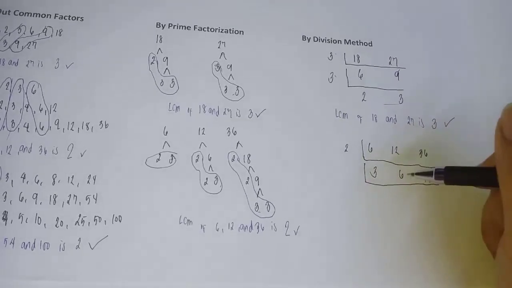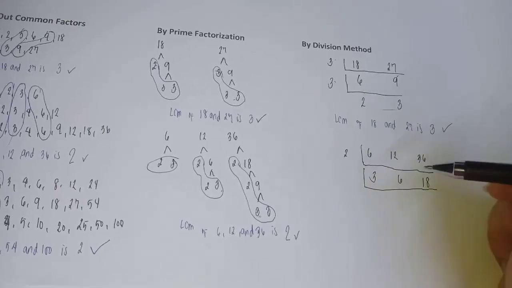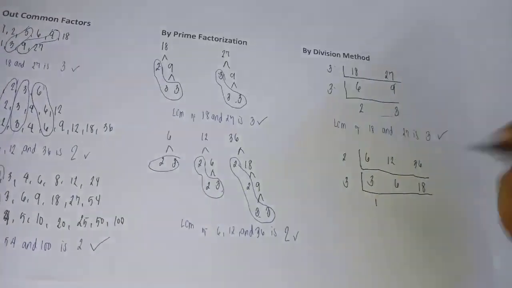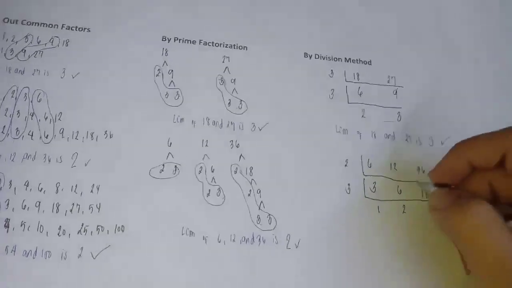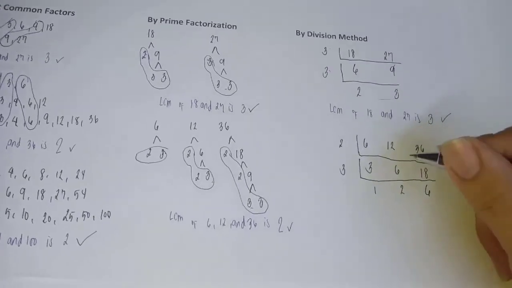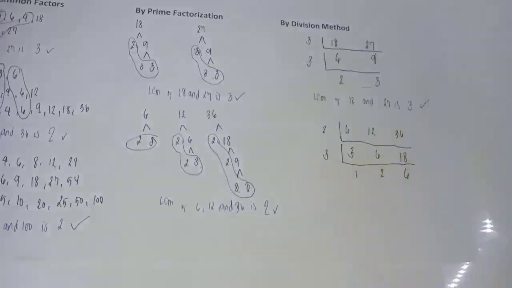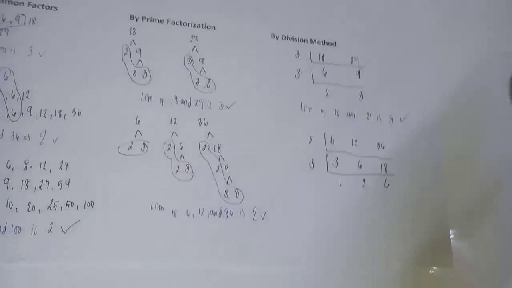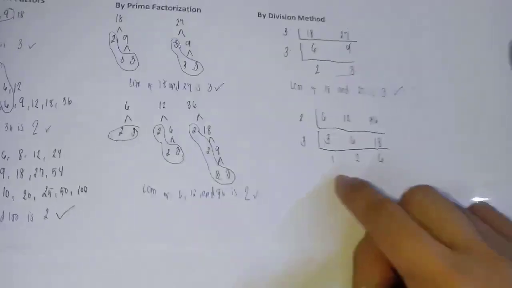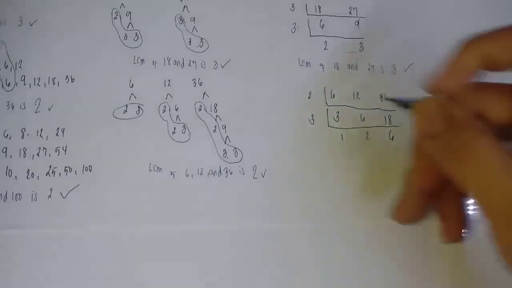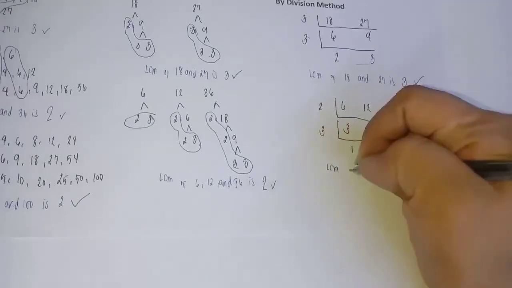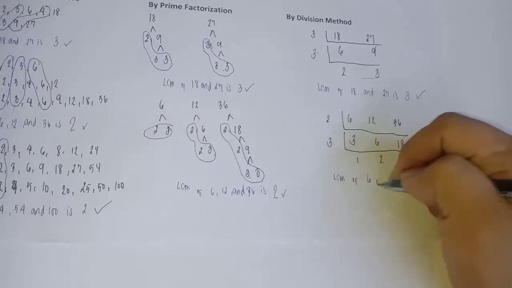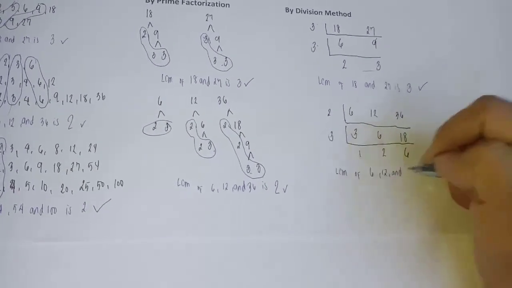So, the only divisor of 3, 6, and 18 is 3. 3 divided by 3 is 1. 6 divided by 3 is 2. 18 divided by 3 is 6. So, we get 1, 2, and 6. And it cannot be factored out or divided further since meron tayong 1. So, among 2 and 3, kukunin natin yung pinakamaliit para makuha natin yung LCM of 6, 12, and 36.